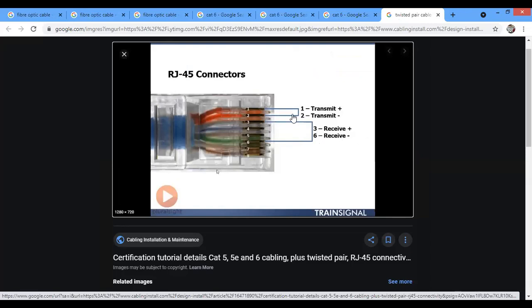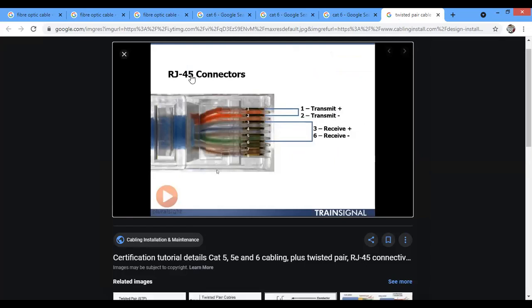Of course, I explained this to you before now. Pins 1 and 2 transmit. 3 and 6 receive. That's for straight through. But for crossover, sorry. So let me quickly ask a question concerning this. What's the function of the other part too? That's the colors. Yeah, that's important. I'll still talk about that.